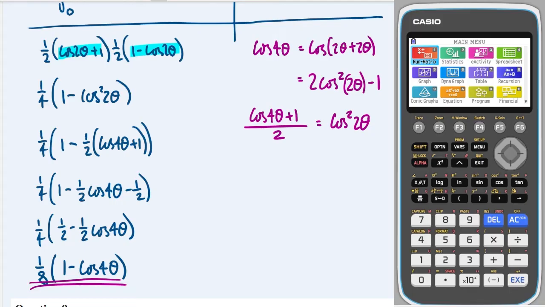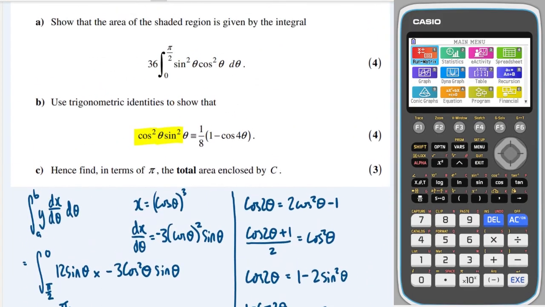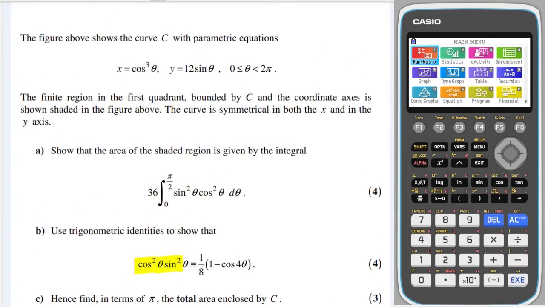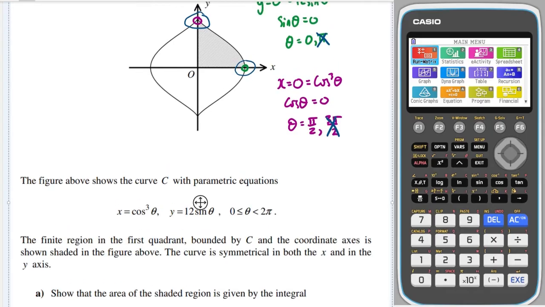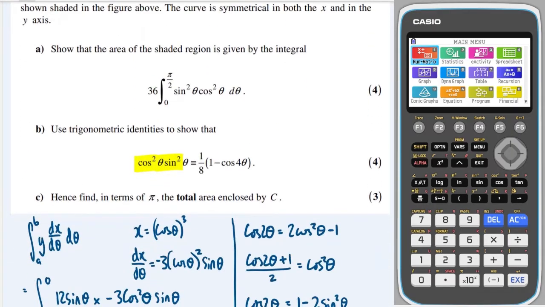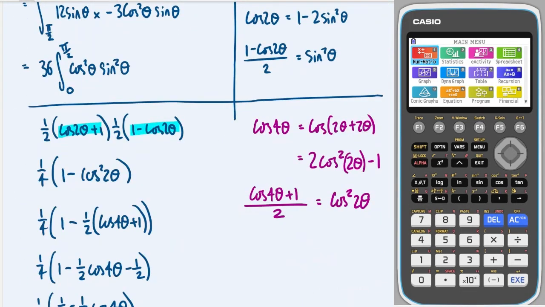Okay, great. Let's go up to here. It then asks me to find, in terms of pi, the total area enclosed by C. Well, the total area is going to be 4 times the shaded region because of the symmetry. So I need to do 4 times this integral here, and I'm replacing this cos squared sine squared with 1/8 (1 minus cos 4 theta).